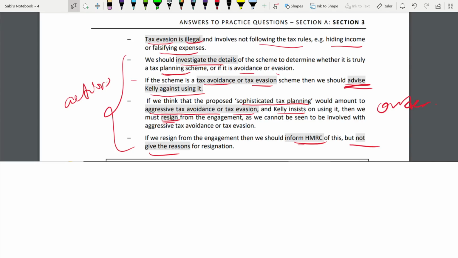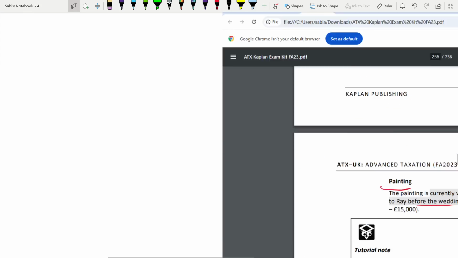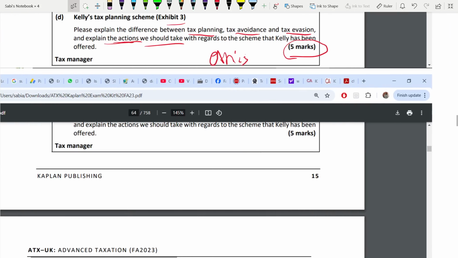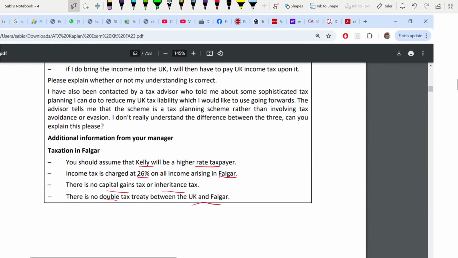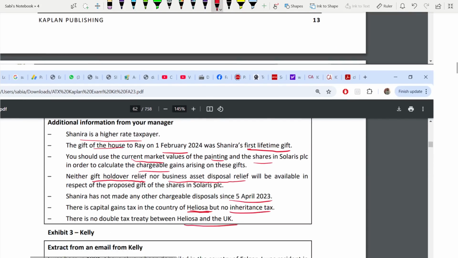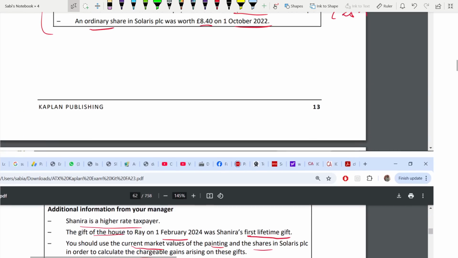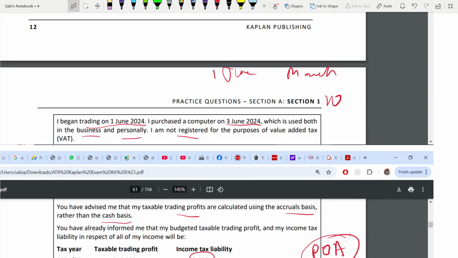So for this, usually you don't need the case study because it's a question which is based on your knowledge. If you read part D, there is not much given in exhibit 3. They just have told that some sophisticated tax planning, they want to release a UK tax liability. So basically they're telling you the difference between these things. Much has not been given. So make sure that you've used all the exhibits entirely in your answer. You can always go back and check.